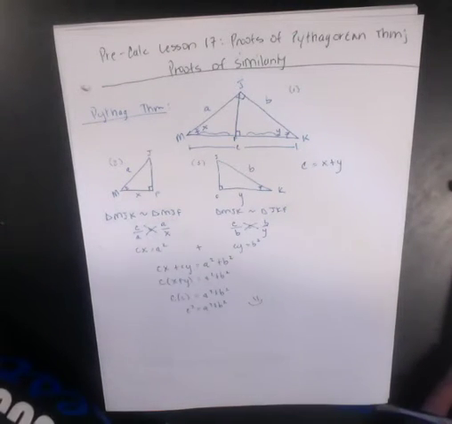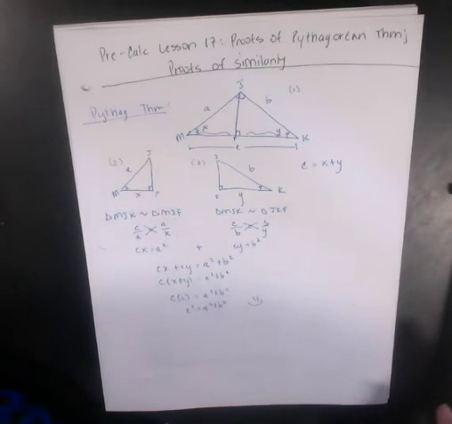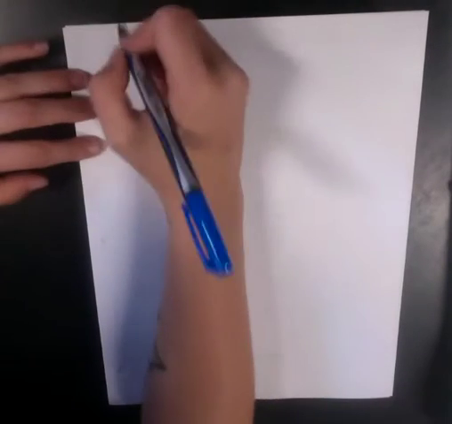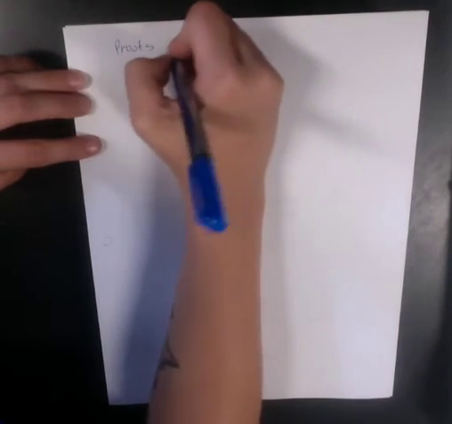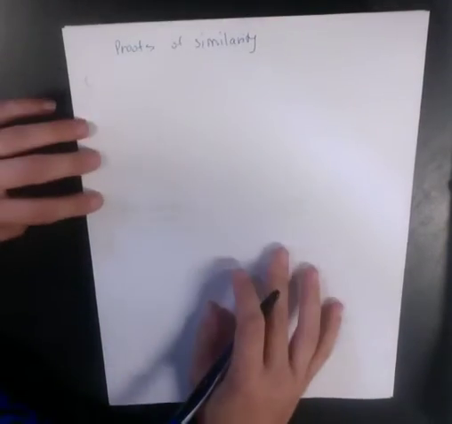Now we at least have a reason for why we can use Pythagorean theorem. Okay, now there's another proof in your book. It uses area. It's a fun proof as well, but I'm going to move on for the sake of your time. Okay, and let's talk about proofs of similarity.